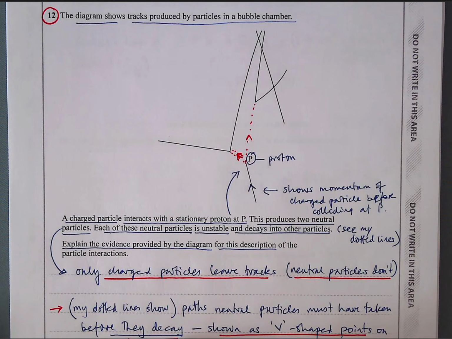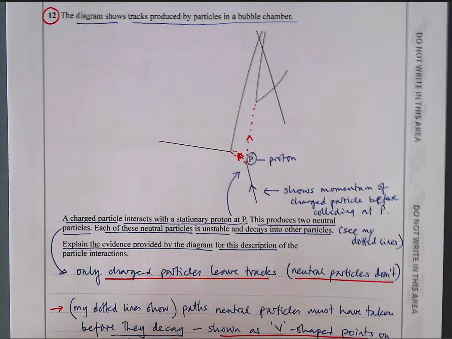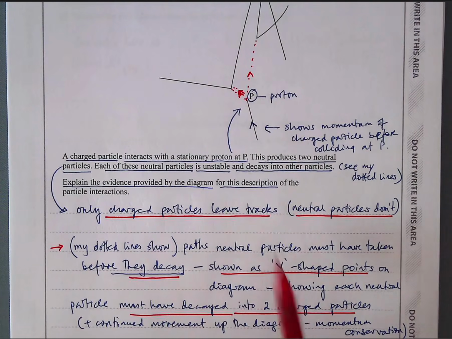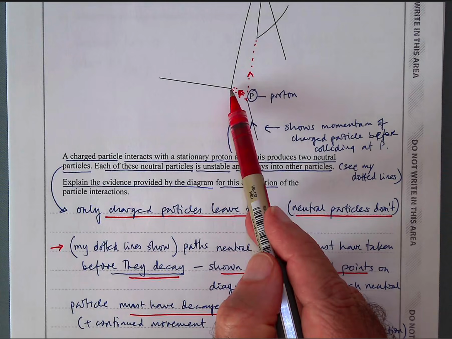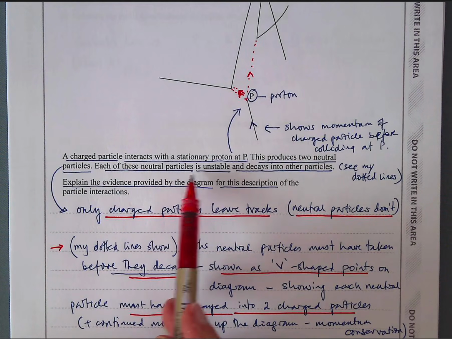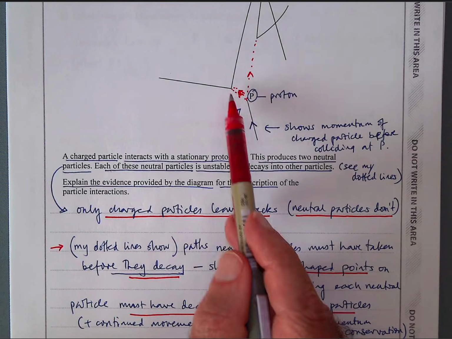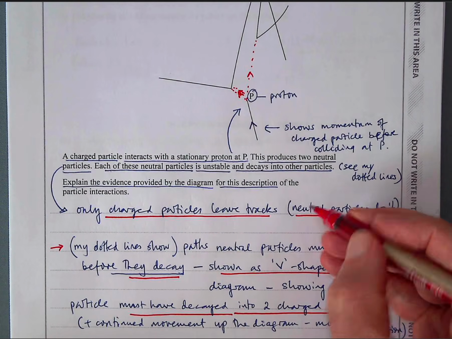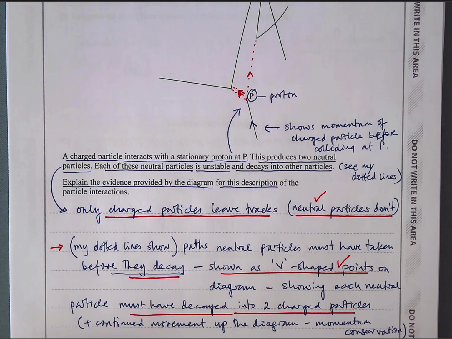before they decay, okay? And the decays are shown as V-shaped points on the diagram, okay? So here's a V-shaped point, and here's a V-shaped point. So there you have each of these particles. There's 2 of them, yeah? 2 neutral ones. There's 1, there's 2 decaying. So they decay as the V-shaped particles. You'll get a mark for that. You'll get a mark for understanding that neutral particles don't leave tracks.